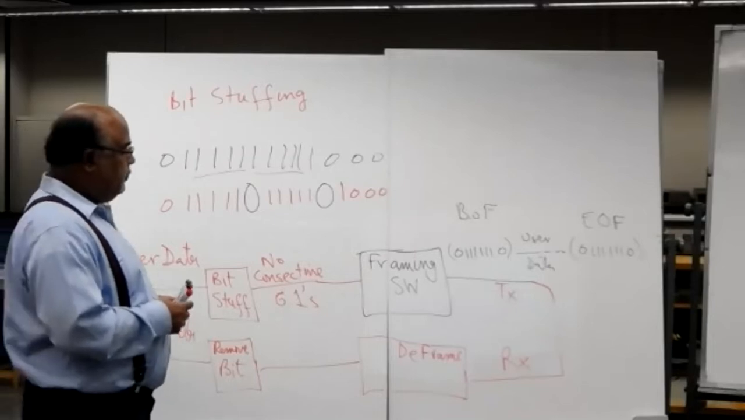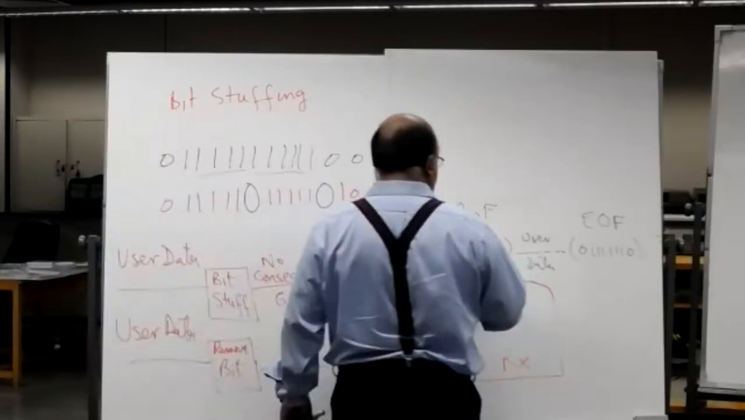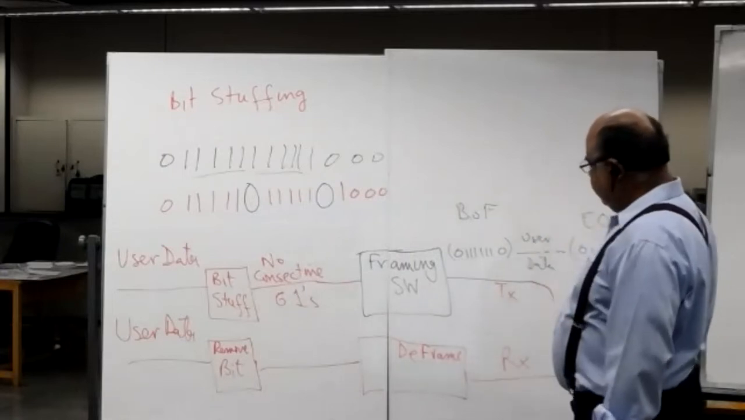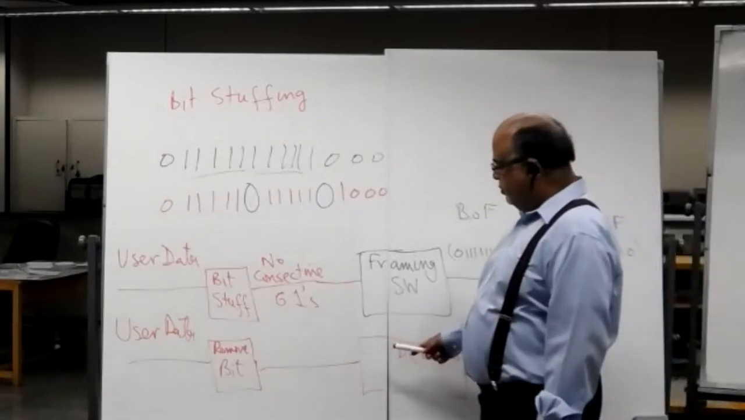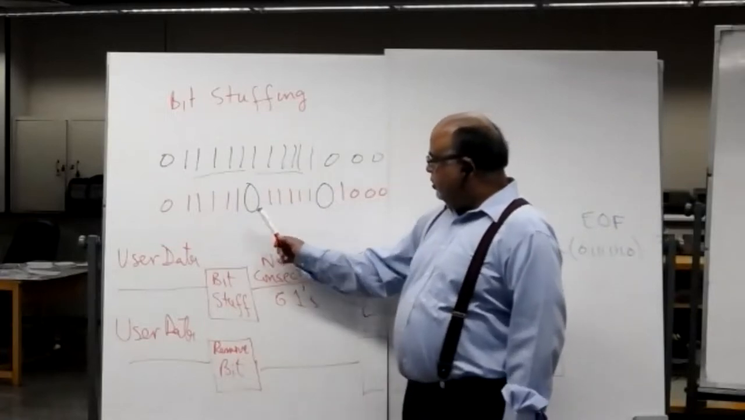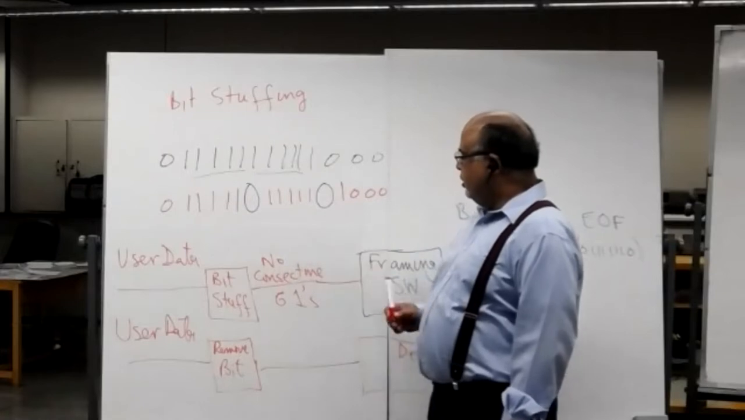So deframing software removes the beginning of frame and end of frame markers and all the control information. And this step removes the bit-stuffed extra zeros that were stuffed in the data.